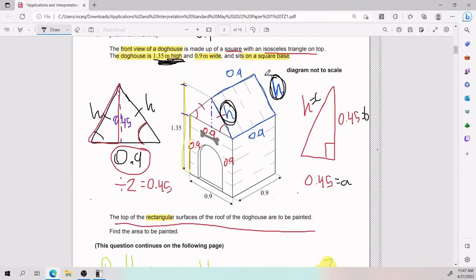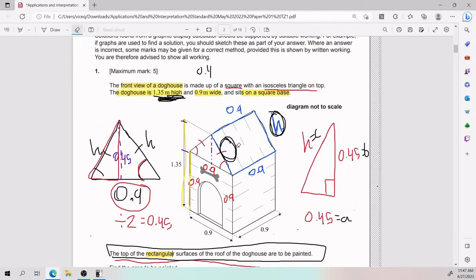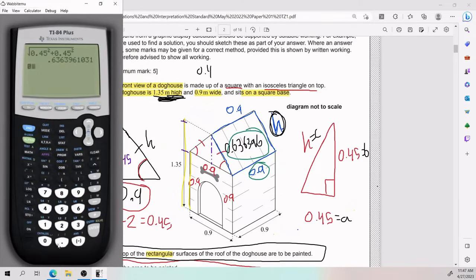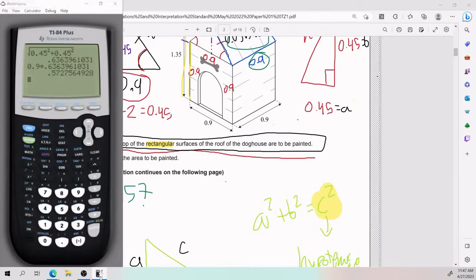Is this h here. So now, the top rectangular surface of the roof of the doghouse is to be painted. Well, I know how my rectangle looks now. This h here is going to be 0.636396. How do you find the area of a rectangle? Base times height. So I'm going to do this guy times this guy. Boom. 0.5727. And so for this first one, you're going to write down, the area of my rectangle is 0.5727.